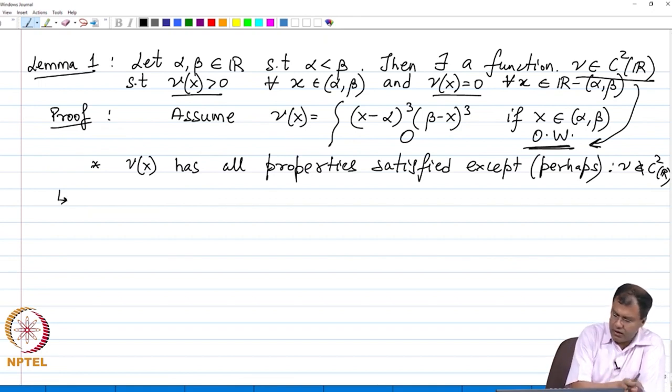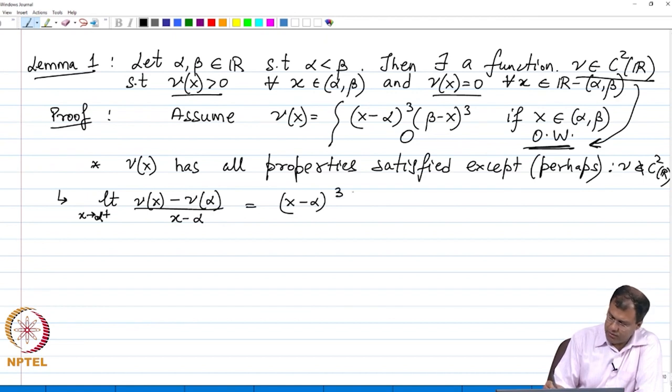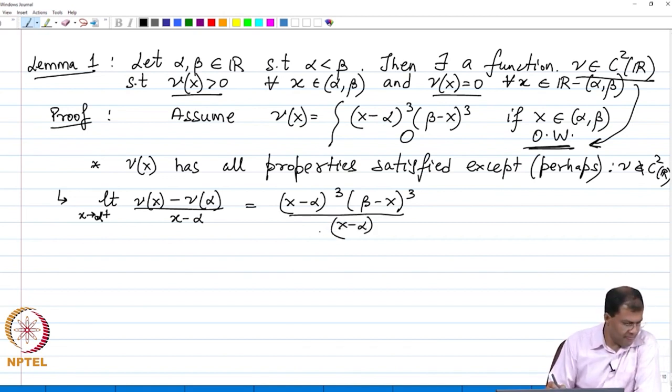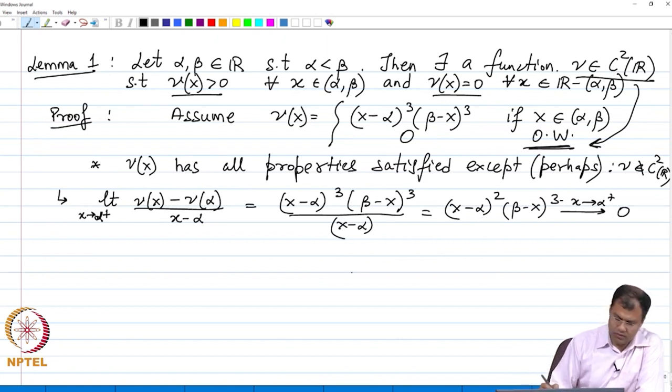So the first derivative we can obtain by evaluating the necessary limits. We see that the limit from the right of (nu of x minus nu of alpha) divided by (x minus alpha) is (x minus alpha) cubed (beta minus x) cubed divided by (x minus alpha). This limit is (x minus alpha) squared (beta minus x) cubed. And when I take the limit x going to alpha from the right, I see that this goes to 0.